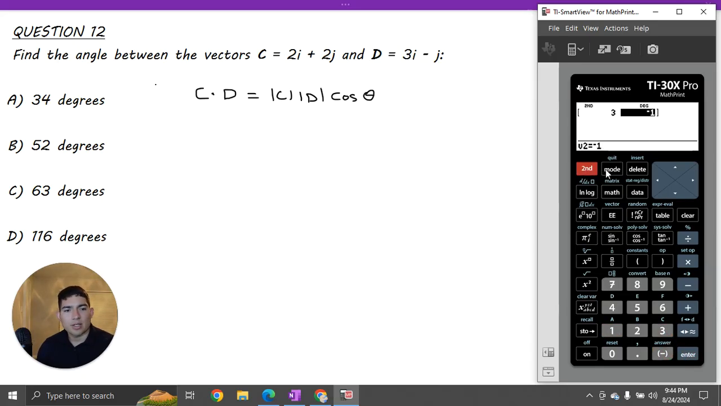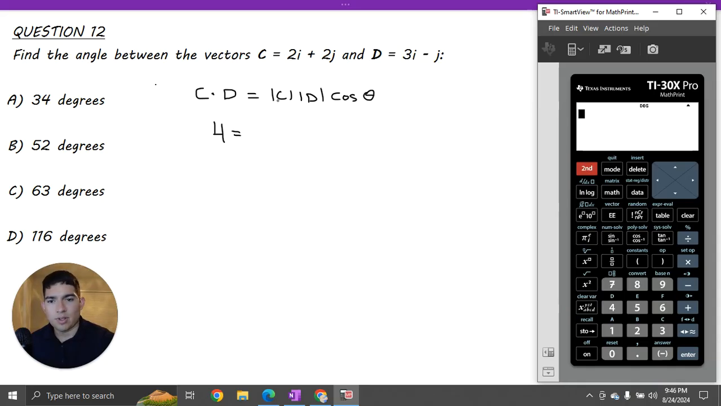So then I'll hit second, I'll hit quit, I'll go back to our vectors tab, and I'll grab the dot product again. And we'll put our vectors with a comma in between, as you can see right here. Now let me just close the parentheses and hit enter, and it looks like the dot product of those vectors is going to be 4. So I went ahead and put 4 here in order to start filling out our formula.